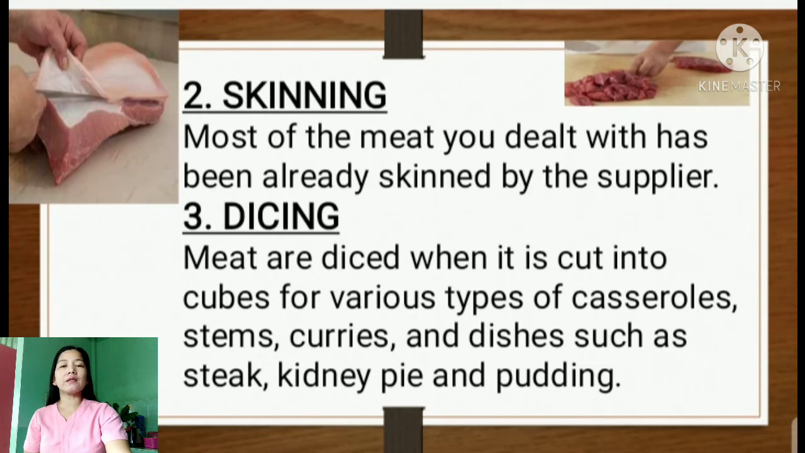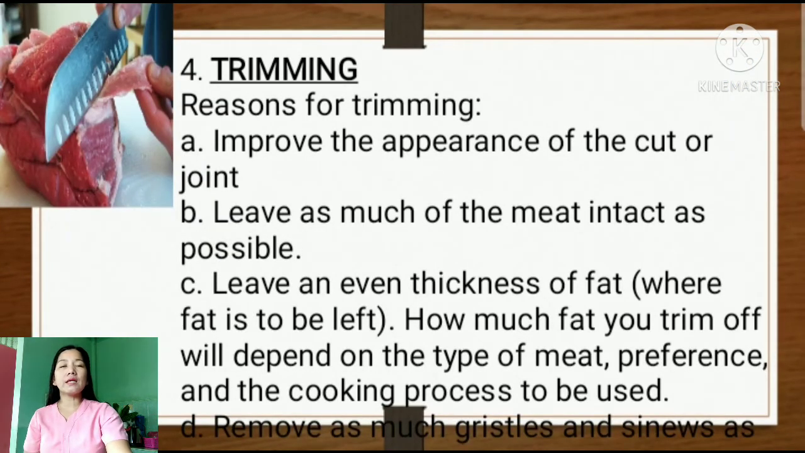Number four is trimming. The reasons for trimming: letter A, it helps to improve the appearance of the cut or joint. Letter B, leave as much of the meat intact as possible. Letter C, leave an even thickness of fat where fat is to be left. How much fat you trim off will depend on the type of meat, preference, and the cooking process to be used. And letter D, remove as much gristle and sinew as possible. So, trimming, yun yung pagpapantay-pantay natin ang hiwa or slice ng karne.